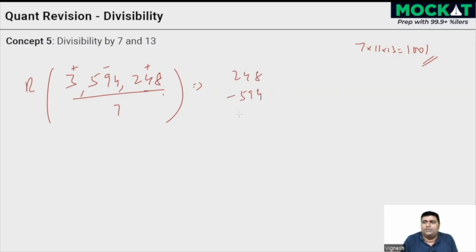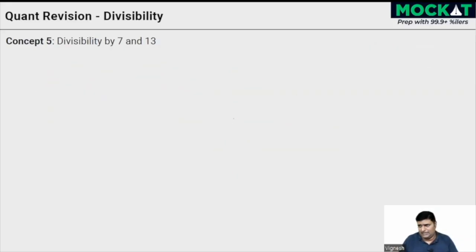And what's 248 minus 594 plus 3? 248 plus 3 is 251. And you subtract, you're going to get minus 343. And is that divisible by 7? Perfectly. So you get 0 as the answer over here. For 13, you can try it out. I've seen this in the lesson. Okay, moving to the next concept. You don't want to spend too much time on this. 7 or 13 don't turn up too often.